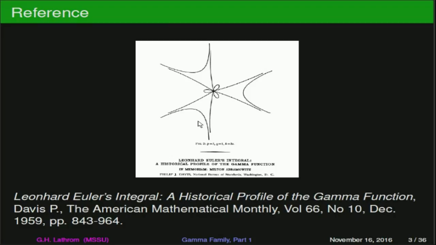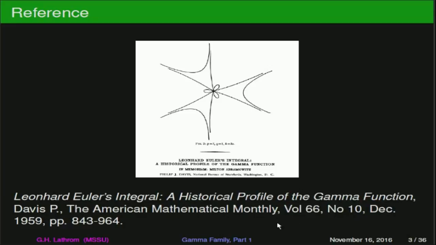As a reference, I provide this particular article. It's a bit old, but it's still an incredibly good article. It's called Leonhard Euler's Integral, a Historical Profile of the Gamma Function, written by Philip Davis back in 1959. It appeared in the American Mathematical Monthly. So if you want to look that up, I provide you the reference.